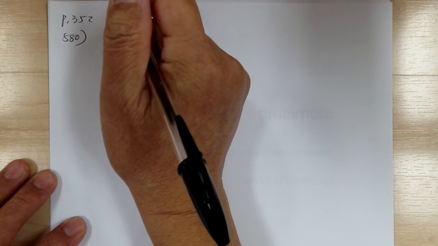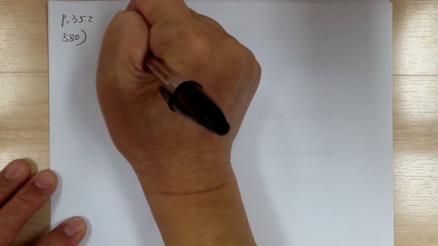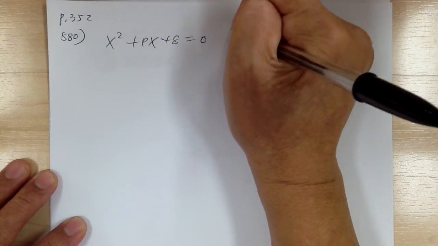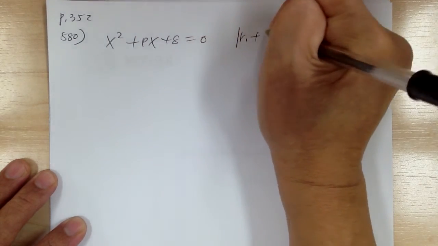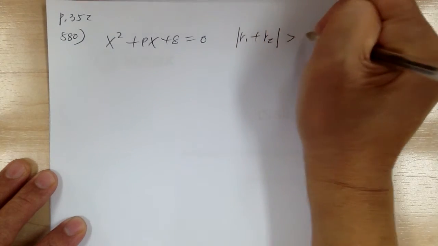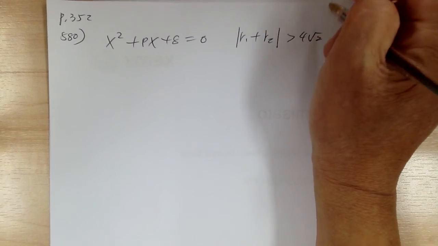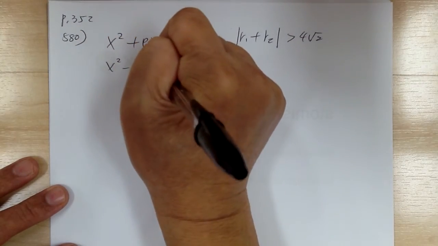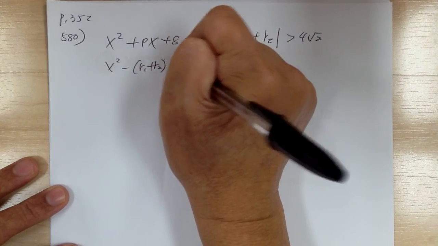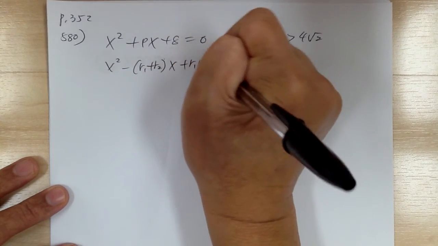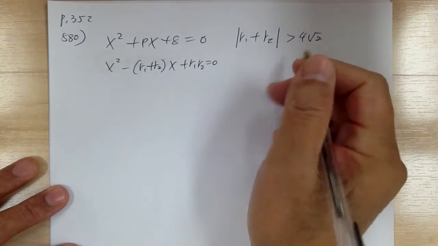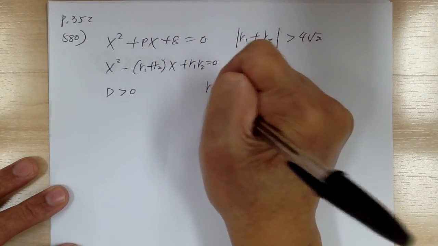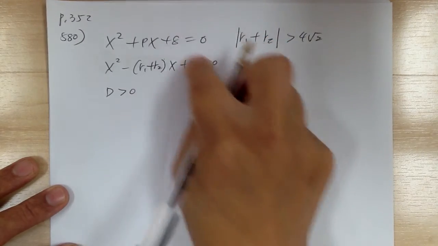Show that if R1 and R2 are the distinct real roots of x squared plus px plus 8 equal to 0, you want to show that the absolute value of R1 plus R2 is greater than 4 square root of 2. So from your root equation, you got x squared minus (R1 plus R2)x plus R1 R2 equal to 0. And again, both are real roots, so that means D has to be greater than 0, and R1 R2 equals 8.